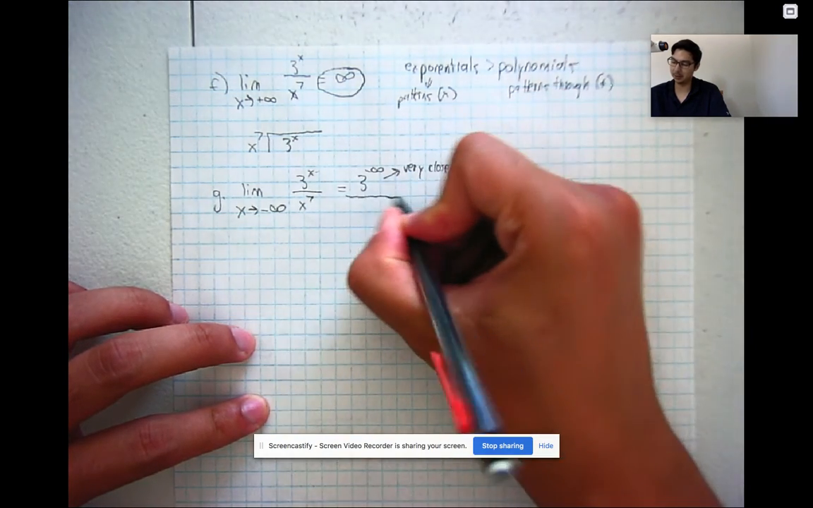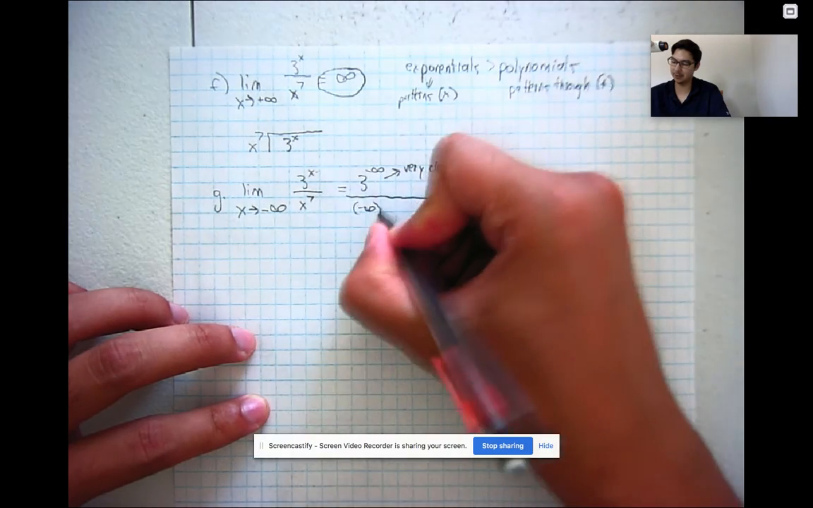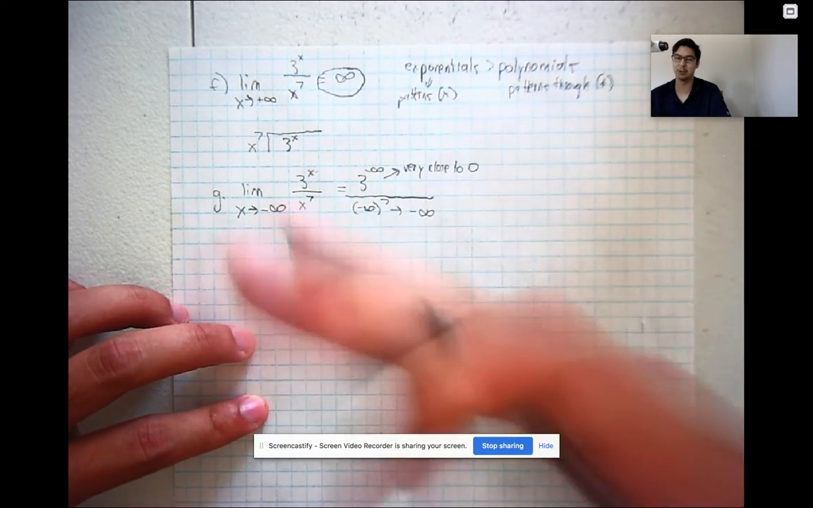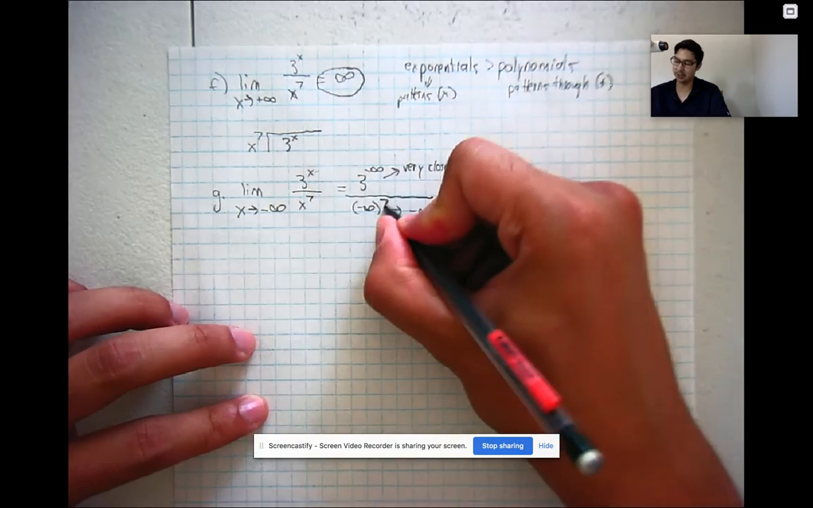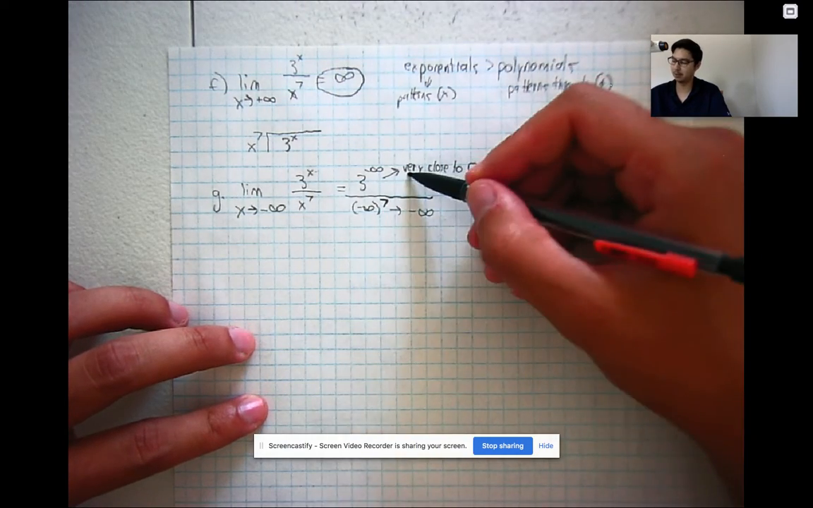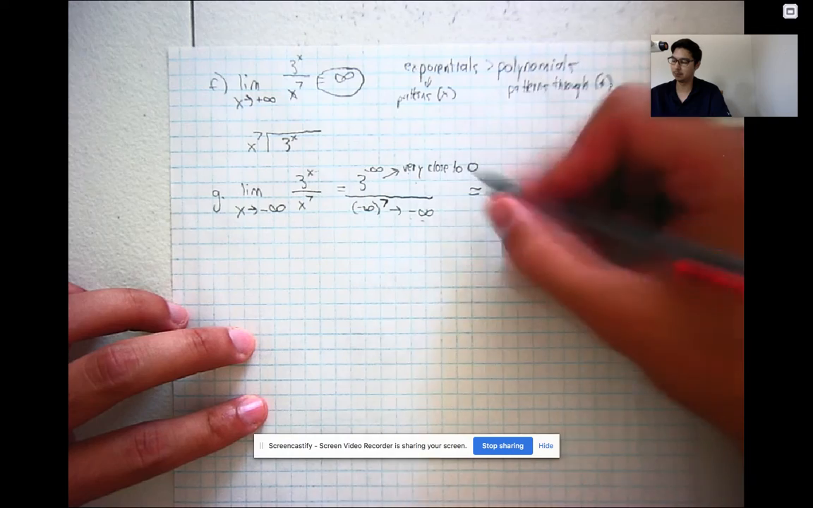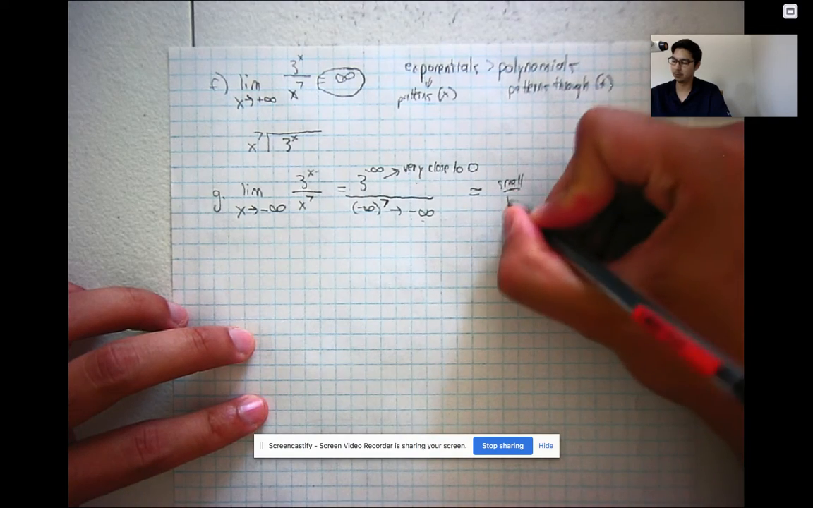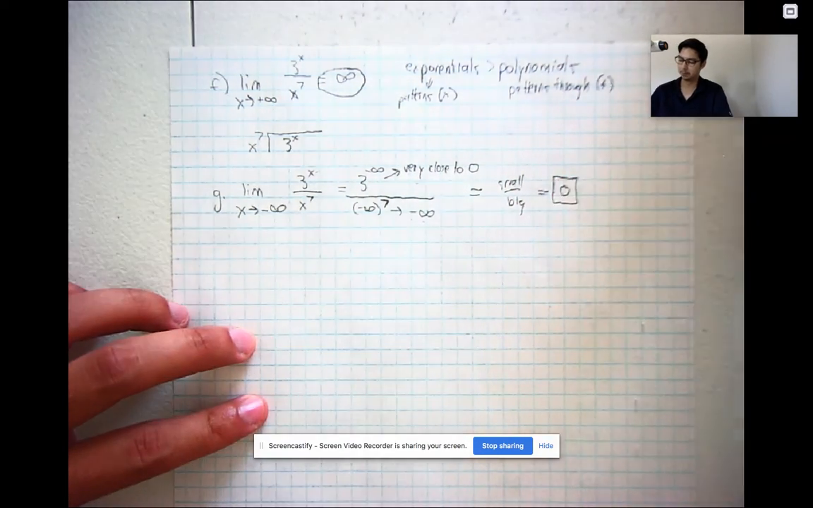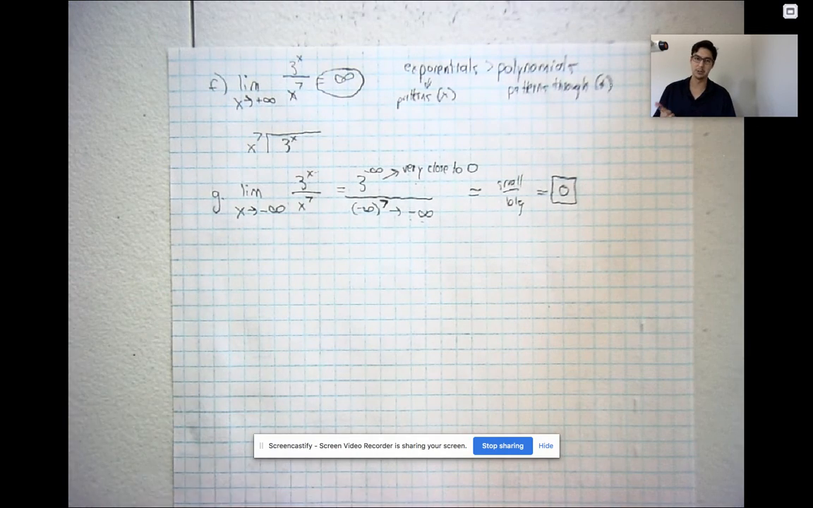And on bottom here, negative infinity to the 7th, well, that's just approaching negative infinity. That's going to keep getting larger and larger. The power of 7 is going to keep it negative. So this, in fact, is small over big, meaning we'll be approaching 0. So just be careful on those.